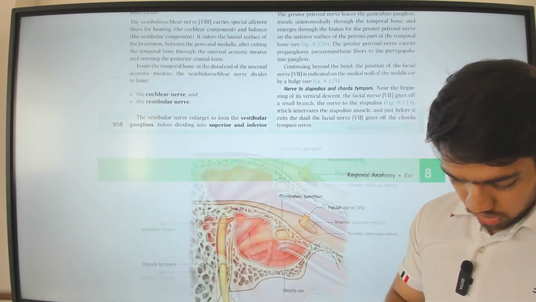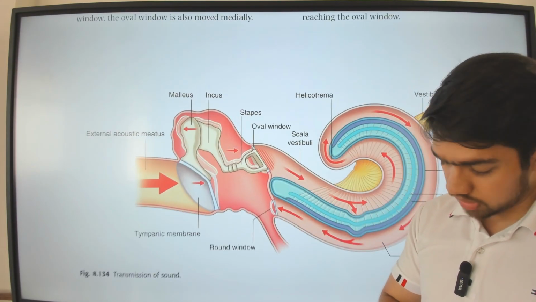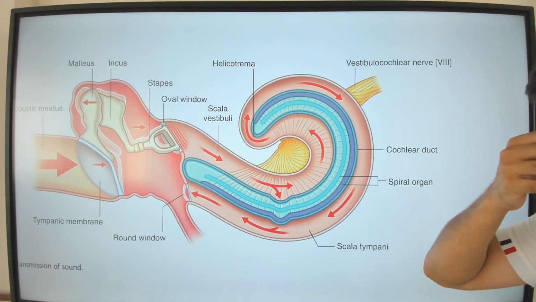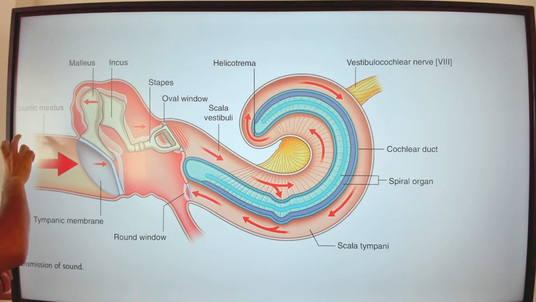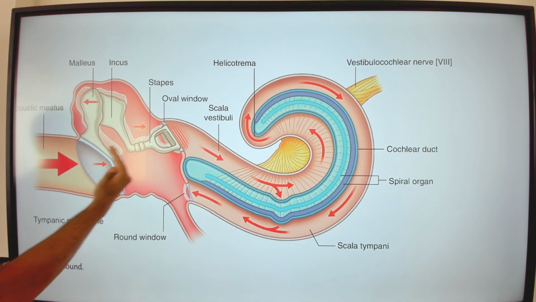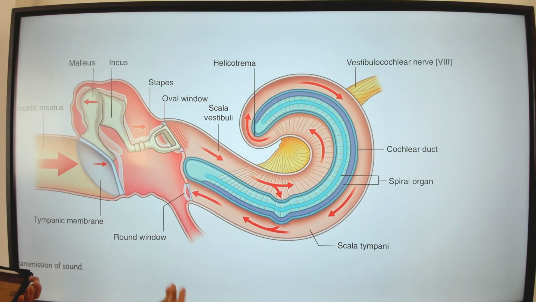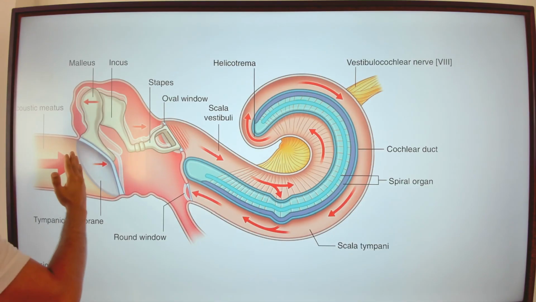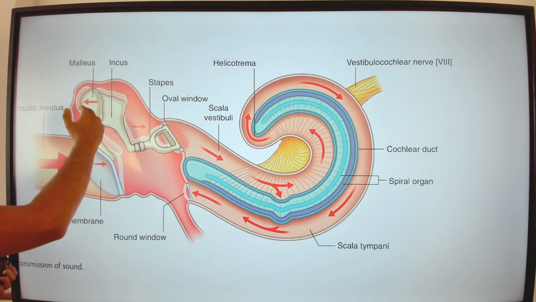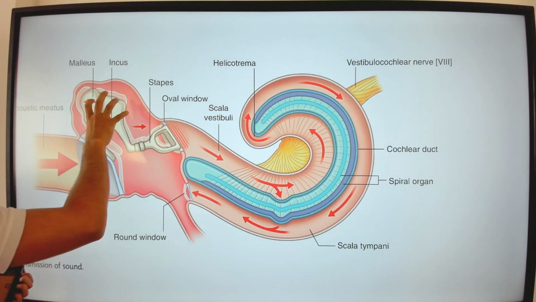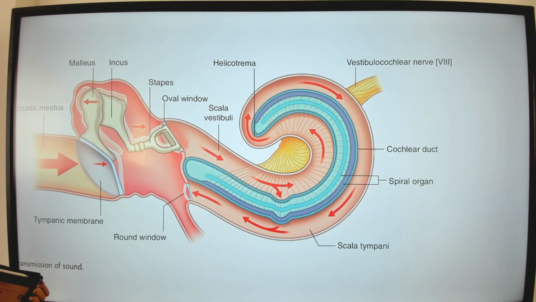Now let's see how a sound wave travels once it enters. This is the pathway of a sound wave. Pay close attention and follow it with me. Through the external auditory meatus, a sound wave is going to enter. It's a physical, mechanical energy, you know this from physics. That is going to cause a vibration, a deformation, of the tympanic membrane. The tympanic membrane vibrates, which makes the malleus vibrate, which makes the incus vibrate, and in return the stapes also vibrates.